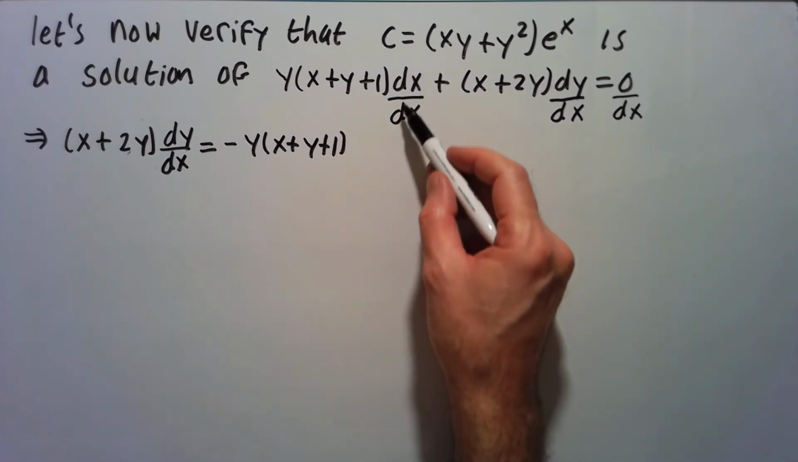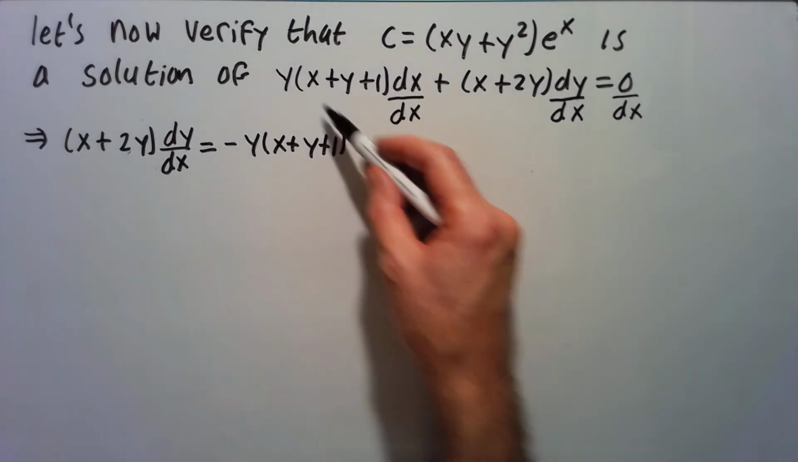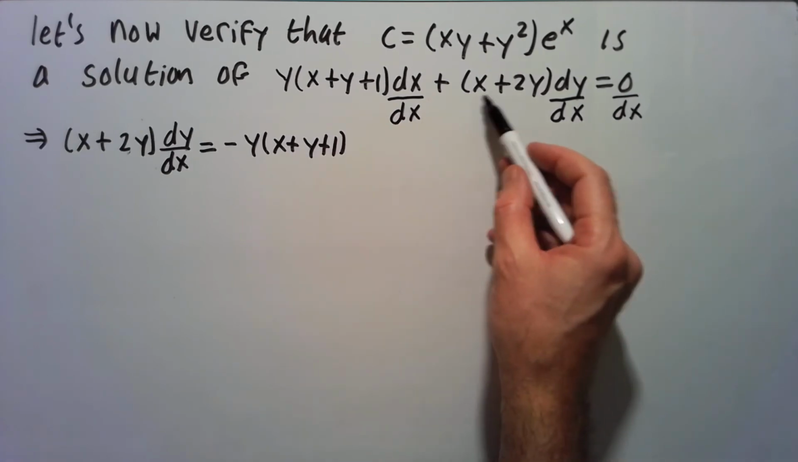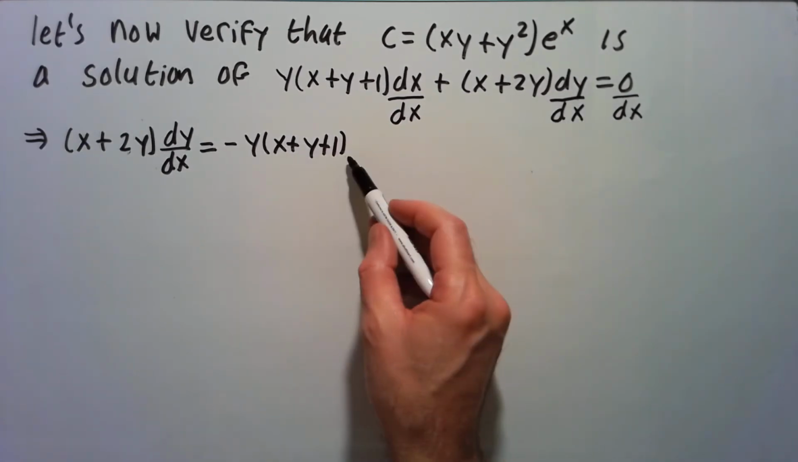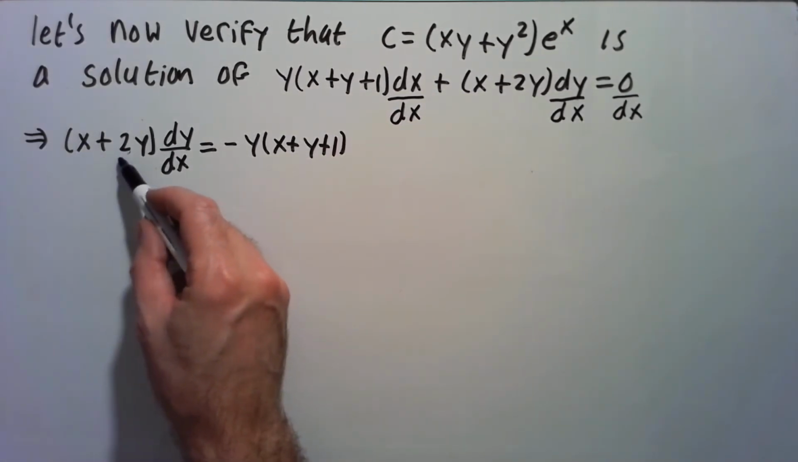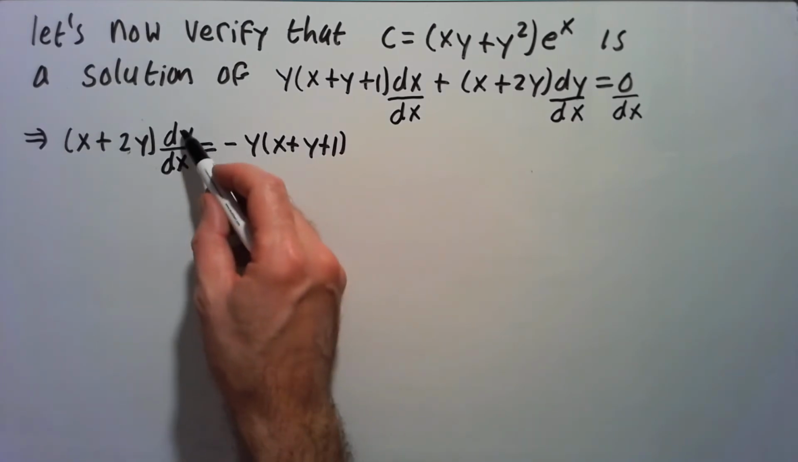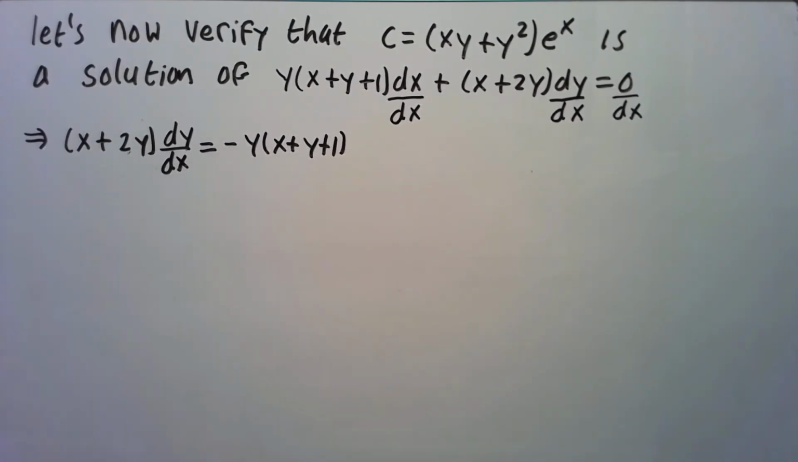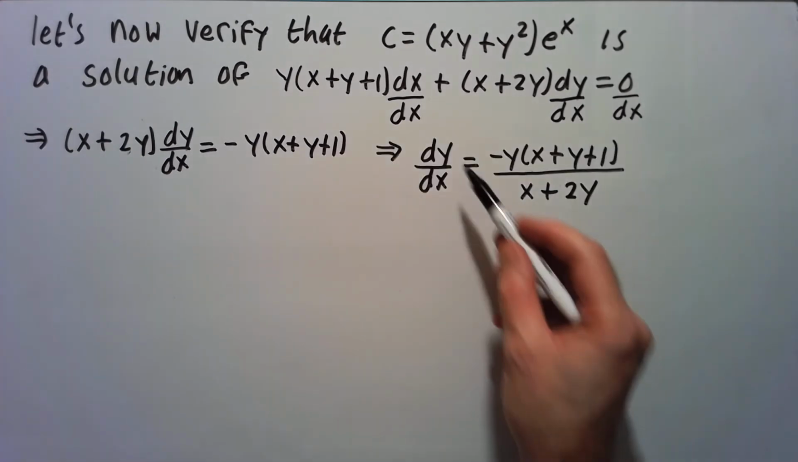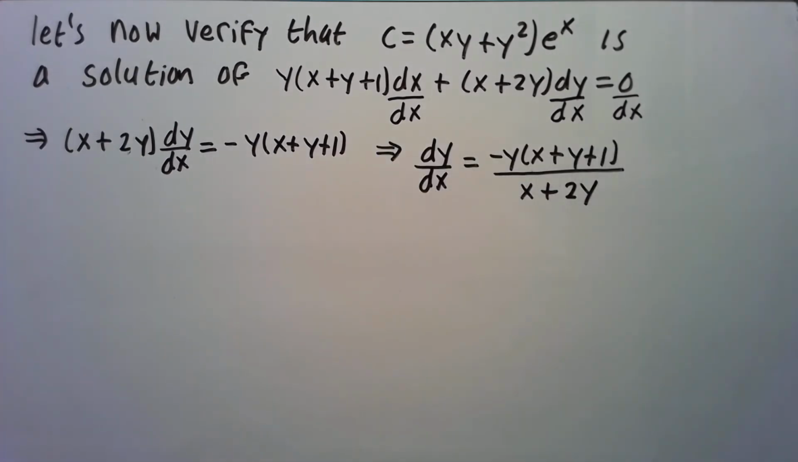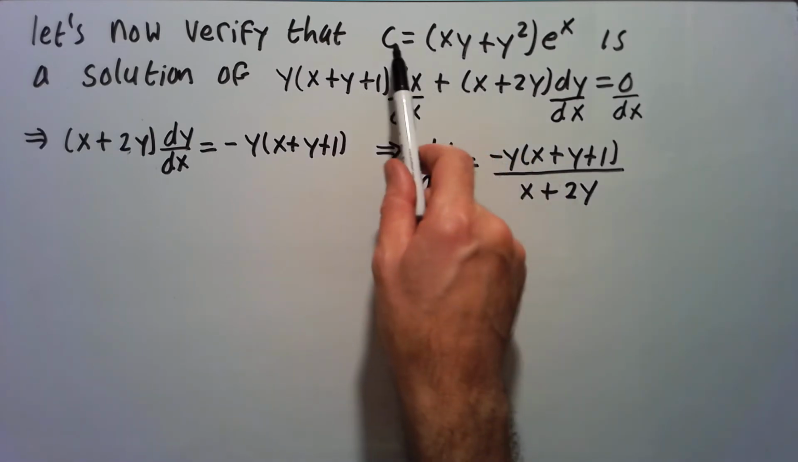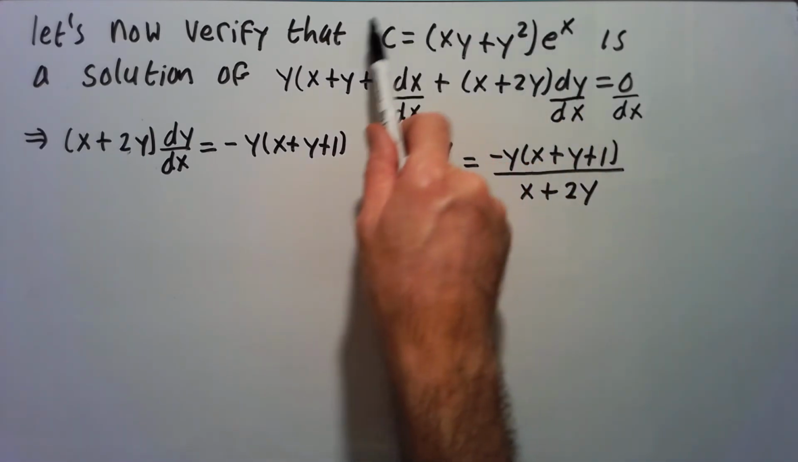Again, dx over dx is just 1 here. Moving this over here will become minus. So I'll have x plus 2y dy dx equals this. Then we can divide both sides by x plus 2y to solve for dy dx. Doing that, we get dy dx equals this here. Now we're going to show that this has the same derivative as this.